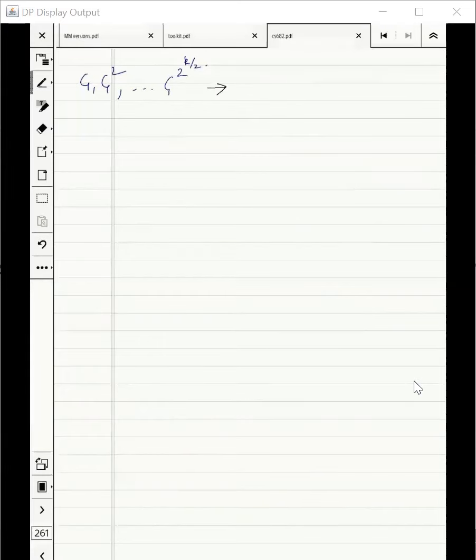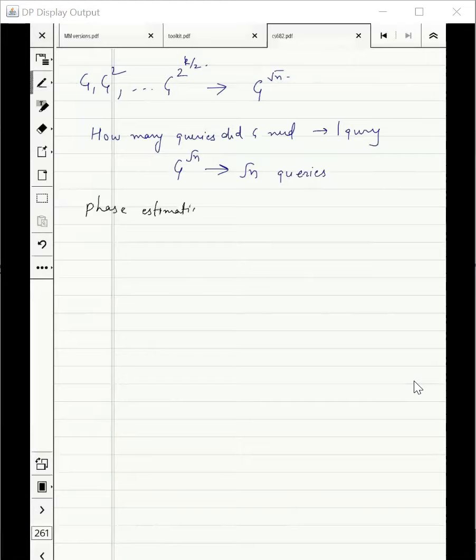And this is g to the power... How many queries did g need? 1. Right. That means g to the power root n will need root n queries. Right. That means my phase estimation will also take only order root n.